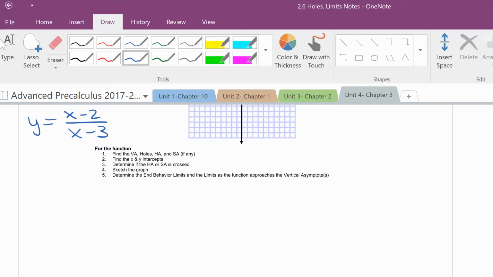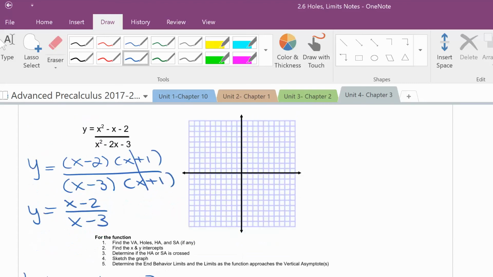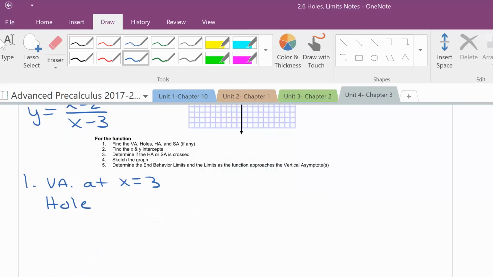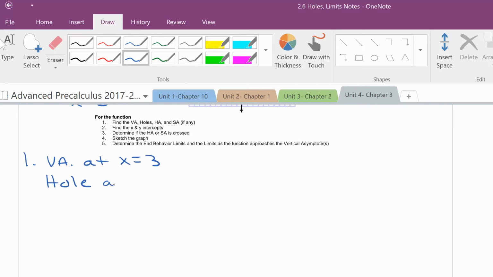So the first thing you want to do is find the vertical asymptote. And remember, that's where the denominator is equal to 0, and that's at x equals 3. A hole happens when you simplify the original. So the factor that you crossed out was x plus 1, so that means the hole is going to be at x equals negative 1.